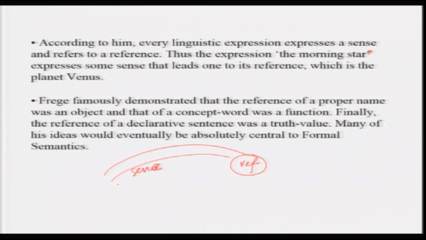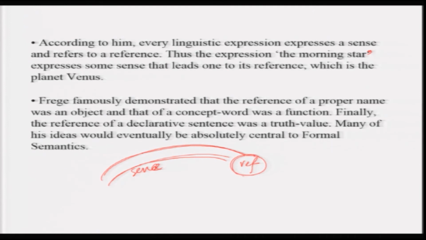So meaning now once again is not a unit. For Frege, meaning has at least two different aspects. One, the path through which one is led to the reference, the object. Frege famously demonstrated that the reference of a proper name was an object, and that of a concept word was a function. What I mean by a function is a mathematical function. Frege was a mathematician. Finally, the reference of a declarative sentence was a truth value. A truth value is either 1 or 0. 1 means true and 0 means false.